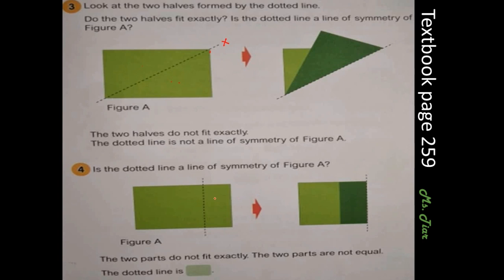Number 4, how if we move the line of symmetry a bit to the other side? When you fold it, we can find out that it does not fit exactly. Because it does not fit exactly, okay? So what happened next?